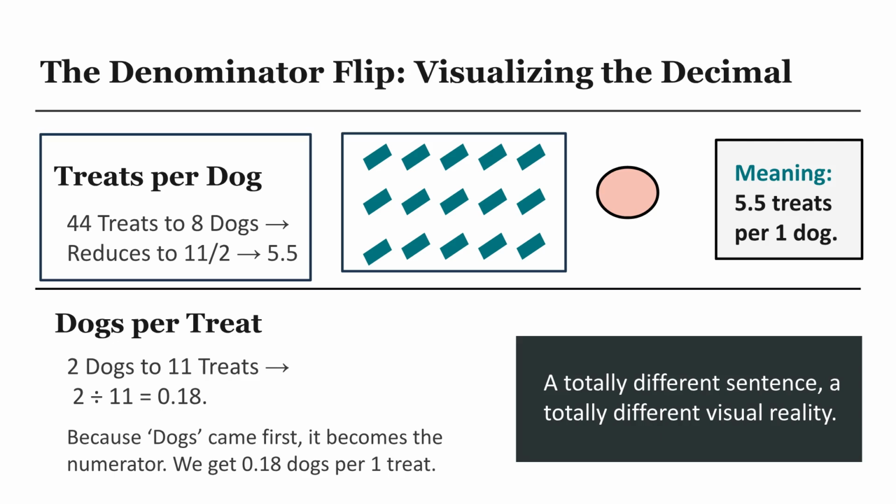Let's look at the denominator flip. Whether we calculate treats per dog or dogs per treat, the order changes the meaning. Whichever quantity you list first becomes the numerator and sets the narrative.